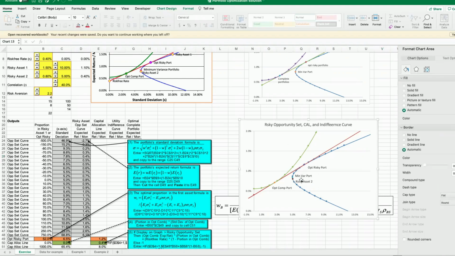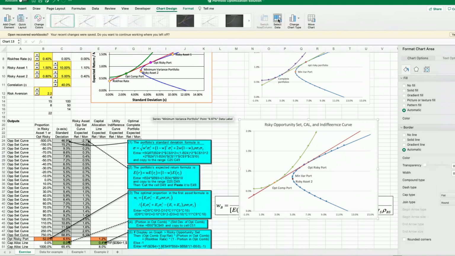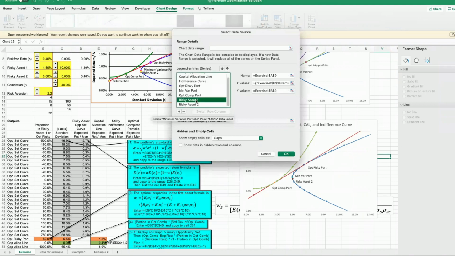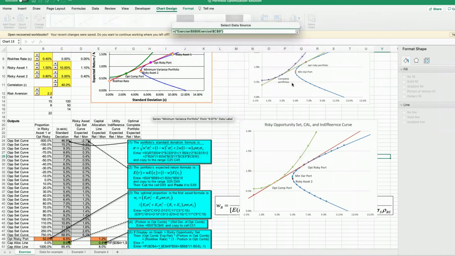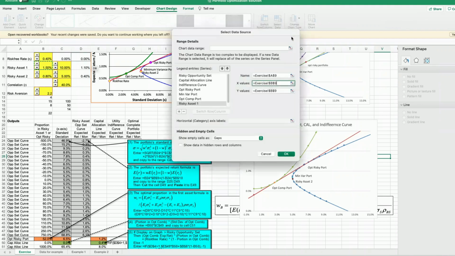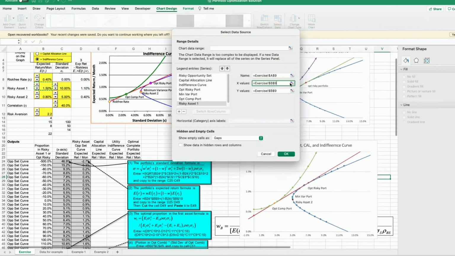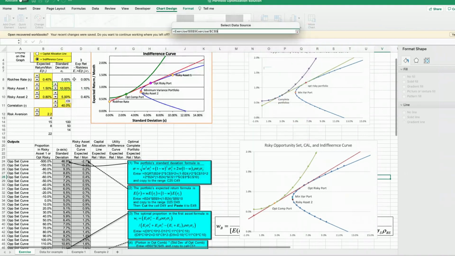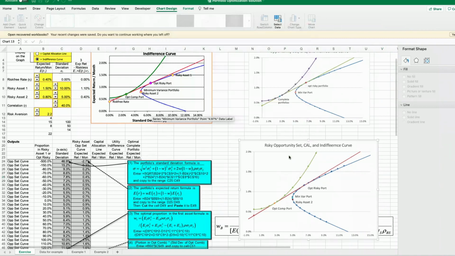And this is asset 2. We also need asset 1. X value is 10%. Okay.